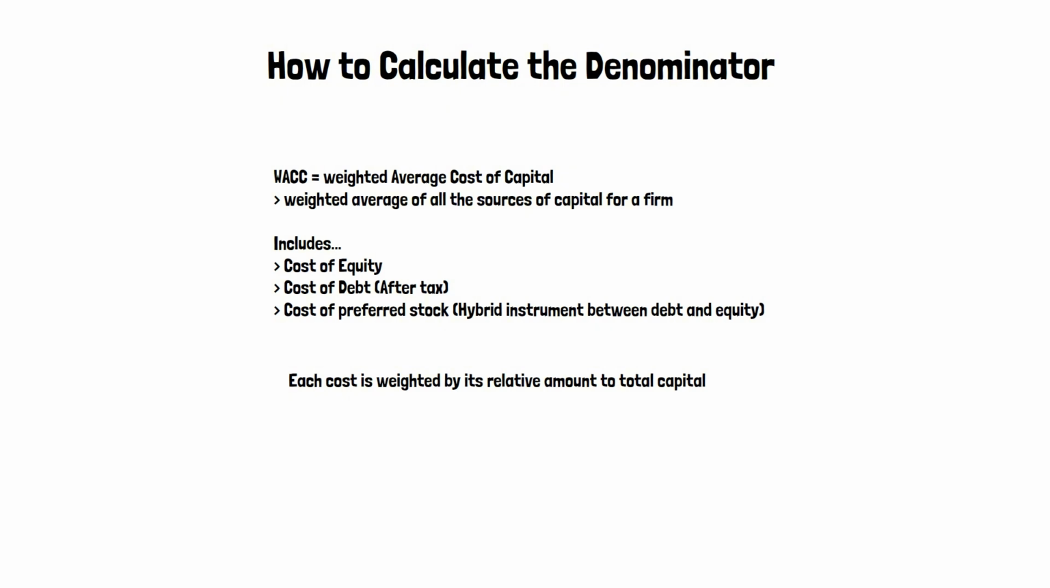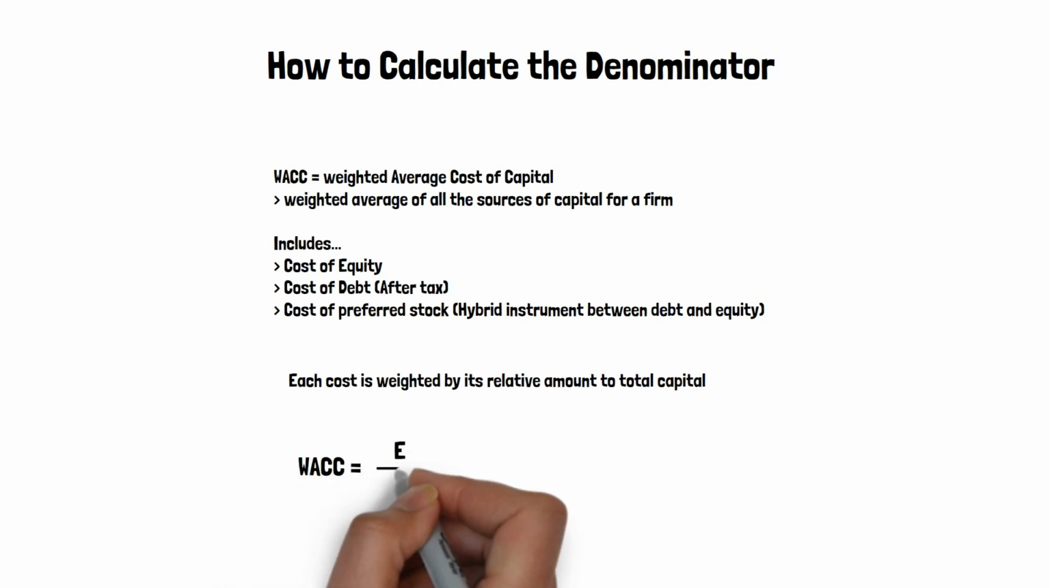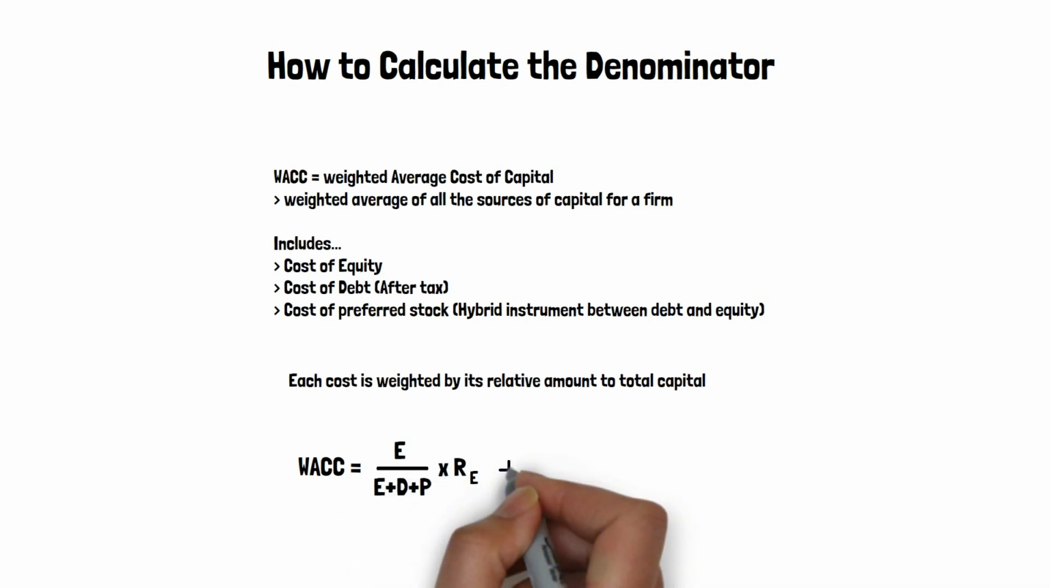If there are other instruments in addition to plain equity and debt, you take the weighted average of those instruments as well. For example, the cost of preferred stock. Below is the formula for WACC.